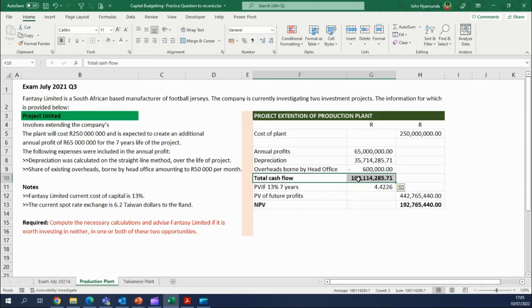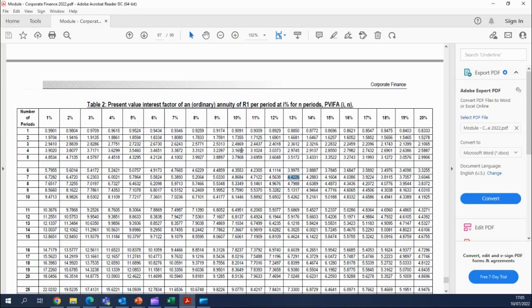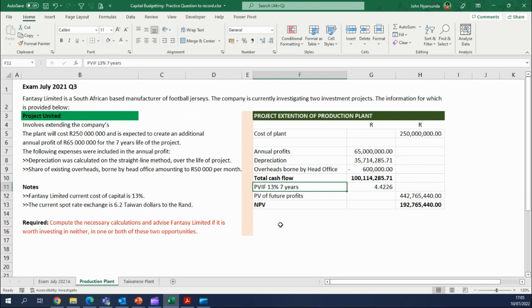Now over 7 years, we want to find the actual NPV, because this is what it's paying per year. So we go to the present value interest factor table at the back of your module, and we are looking for 13% in 7 years. What factor are we going to find there? Where they meet, we have 4.4226. That's the factor you are seeing here.